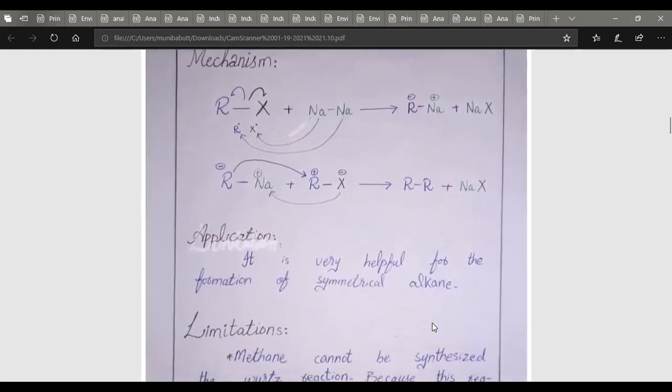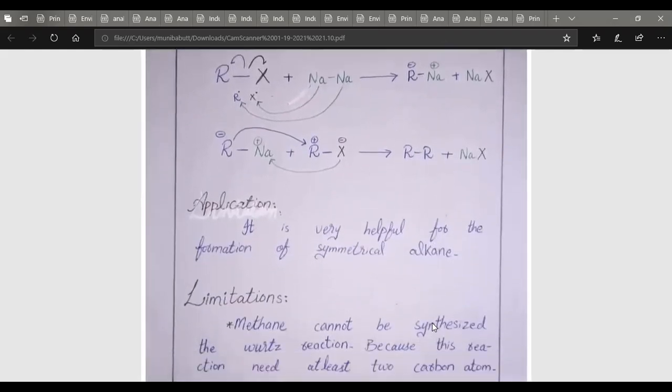Now we move to its application. It is very useful and very helpful for the formation of symmetrical alkanes. Symmetrical alkanes means the alkanes which contain an even number of carbon atoms.